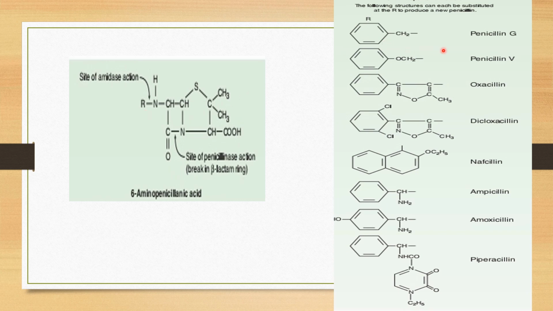You have to remember these: penicillin G, penicillin V. These are actually natural penicillins: oxacillin, dicloxacillin, nafcillin, ampicillin, amoxicillin, and piperacillin.